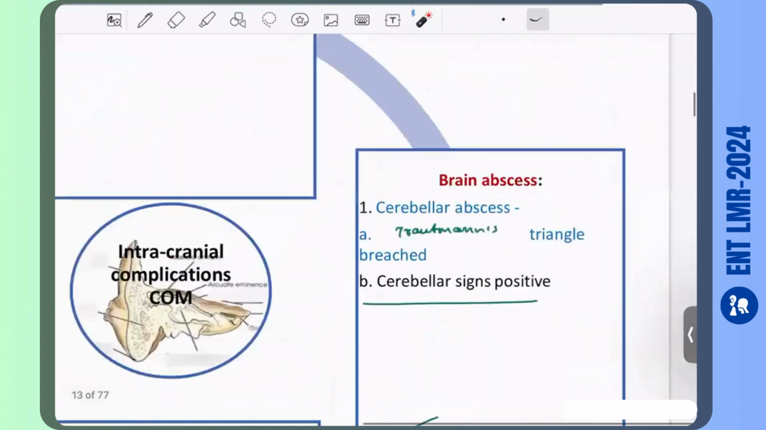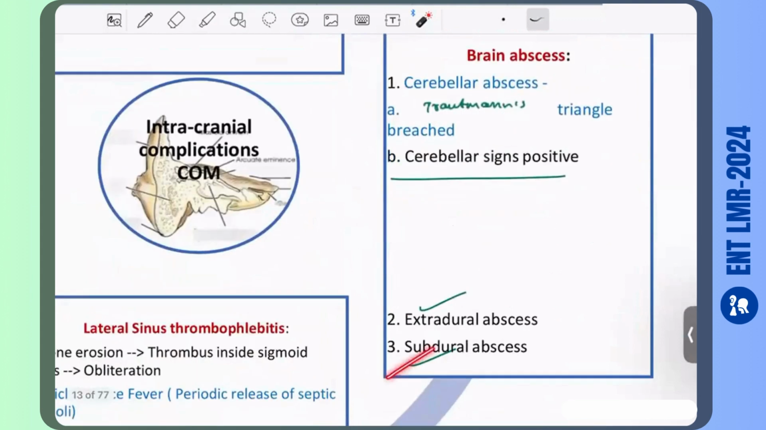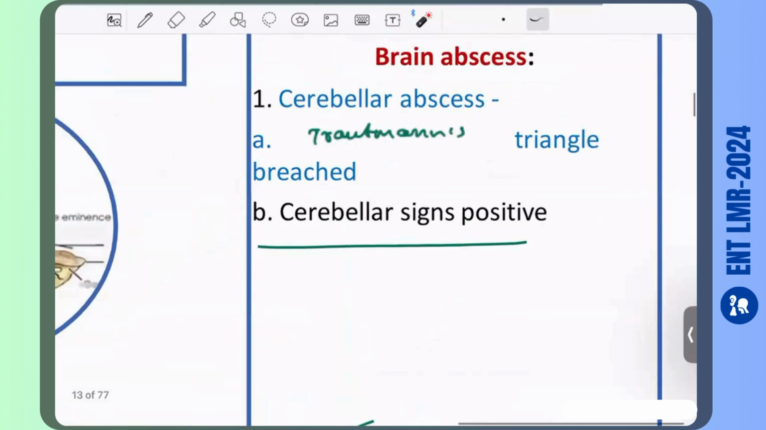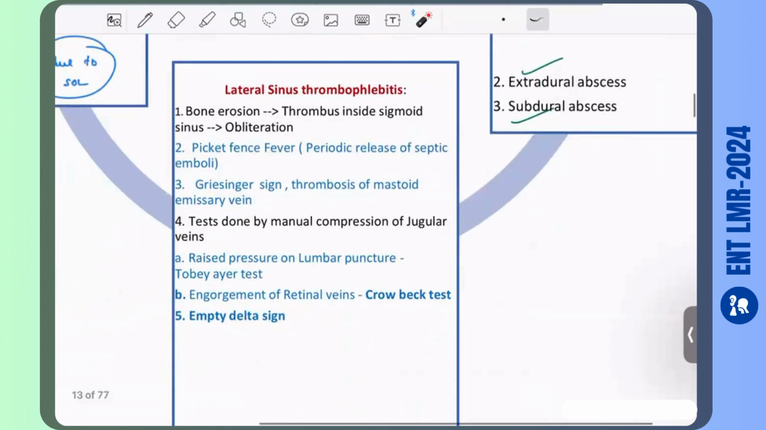What could be the space occupying lesion? It could be a cerebellar abscess, an extradural abscess, or a subdural abscess. If it is cerebellar abscess, the important point you should note down is if the infection breaches a triangle called Trautmann's triangle, it will cause cerebellar abscess. Very easy. The most important complication is lateral sinus thrombophlebitis or sigmoid sinus thrombosis.